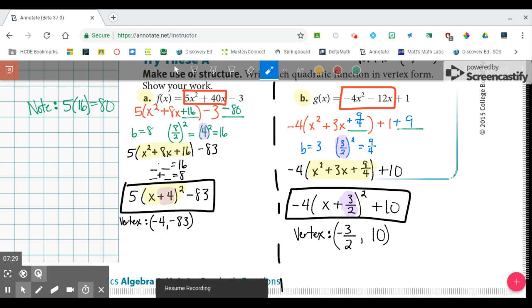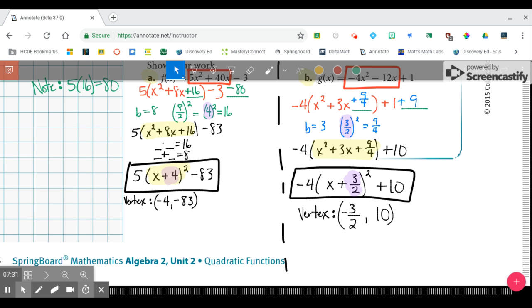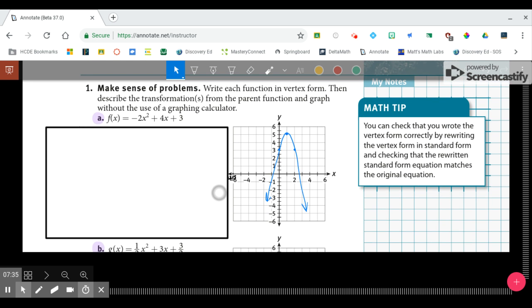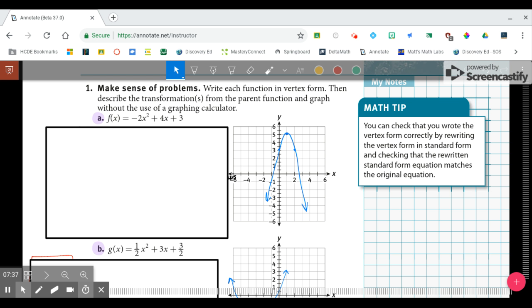So now I want you to try some on your own. So on the top of the next page, I want you to try this first one, -2x squared plus 4x plus 3. I already have it graphed for you, but first I want you to divide by the leading coefficient, complete the square, and write it in vertex form.